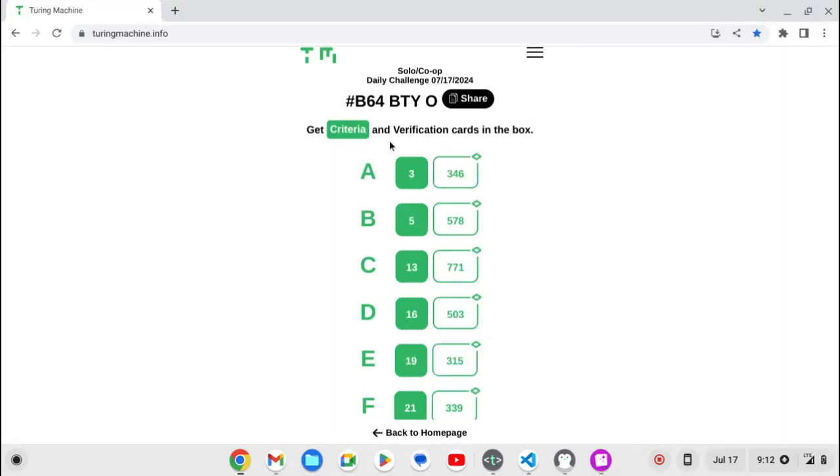So in today's puzzle, we're using the following 6 criteria cards: criteria card 3, 5, 13, 16, 19, and 21. And the puzzle uses the green verification cards. The code above is your way to get more information on today's puzzle by searching the code on turingmachine.info. Let's go solve.